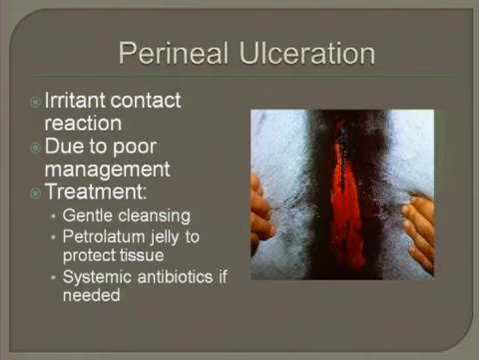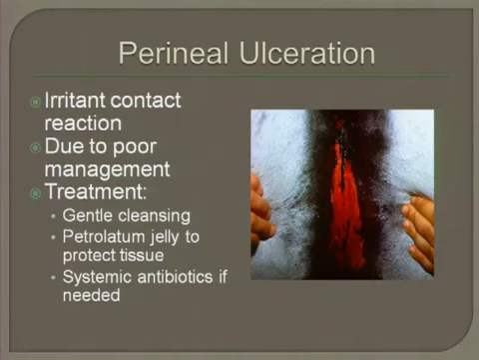Okay, so let's talk about perineal ulcerations. Perineal ulceration is an irritant contact reaction caused by urine or fecal scald. You can see this horse here has a very dramatic example of perineal ulceration, just ventral to the rectum. This is usually due to poor management, and it can also be due to neurologic incontinence, frequent urine and fecal scald dribbling. So for the treatment, gentle cleansing is the way to go.